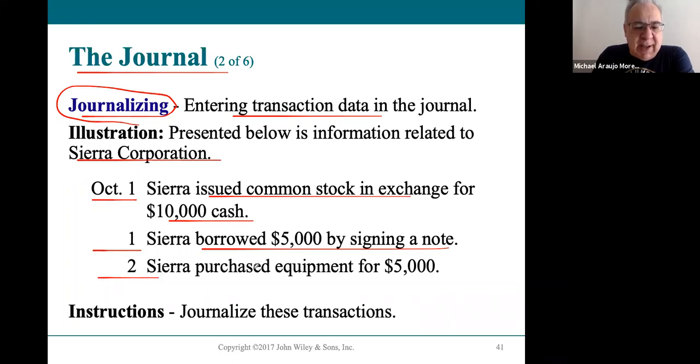Sierra Corporation on the 2nd purchased equipment for cash. We have more equipment. You analyze that. We have less cash. You analyze that. More equipment happens on the debit side. Less cash happens on the credit side. And so now, how do these things look in accounting?